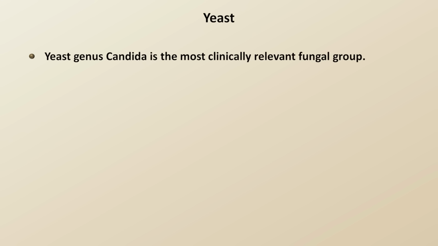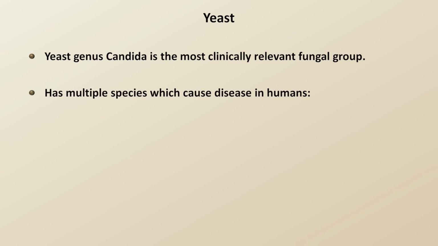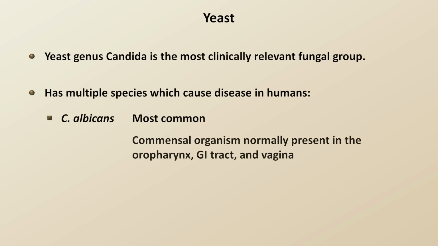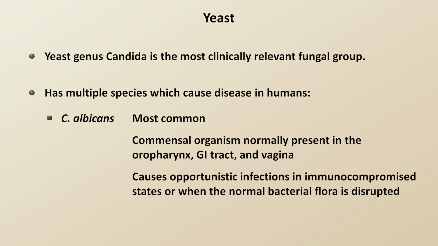The single most clinically relevant fungal group is a yeast genus called Candida. Candida contains multiple species which cause disease in humans. By far the most common is called C. albicans. This is a commensal organism normally present in the oropharynx, GI tract, and vagina. It causes opportunistic infections in immunocompromised states, or when the normal bacterial flora is disrupted by, for example, antibiotic use. Candidal infections can show up almost anywhere in the body, as we'll see in the next video.